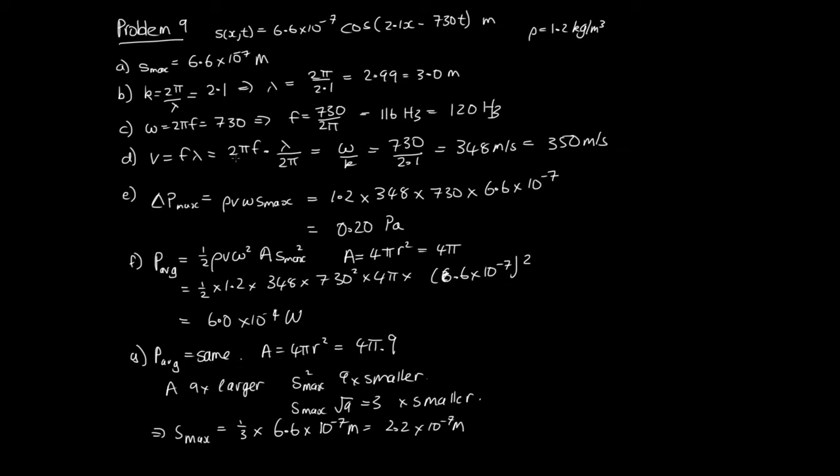So we've now got a new amplitude, but everything else about the wave has remained the same. So we will now have S of x,t is equal to 2.2 times 10 to the minus 7 times cos of 2.1x minus 730t. Okay, and that's in meters. So that's the equation for the wave when it's progressed on. So as waves move further from the source, the amplitude decreases, which is why they sound fainter to us.